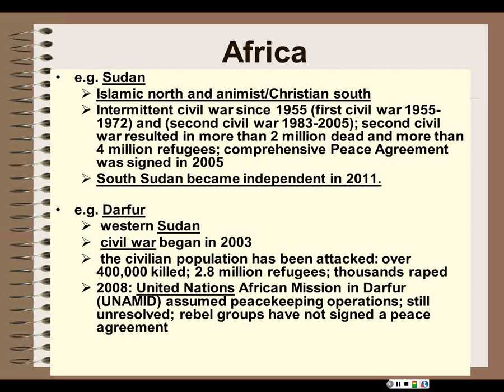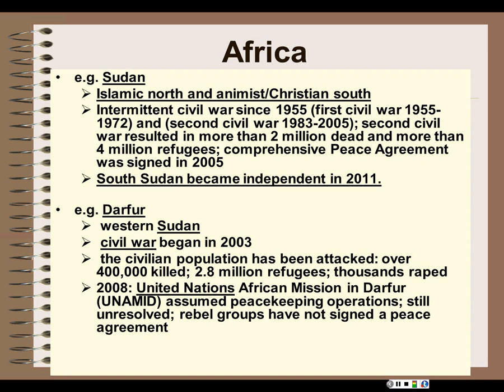The Sudan has been very much in the news. The Islamic North versus the animist. Animist refers to native religions that practice animism, that is, literally worshiping things in nature. And also the South is Christian as well. Intermittent civil war has been there since 1955, since really the time of independence. The first civil war lasted from 1955 to 1972, and a second civil war from 1983 to 2005 resulted in more than 2 million dead and more than 4 million refugees. A comprehensive peace agreement was signed in 2005, and since then South Sudan has become independent.